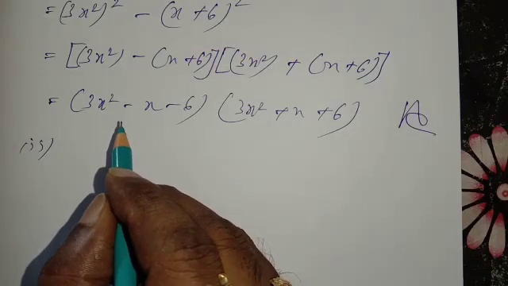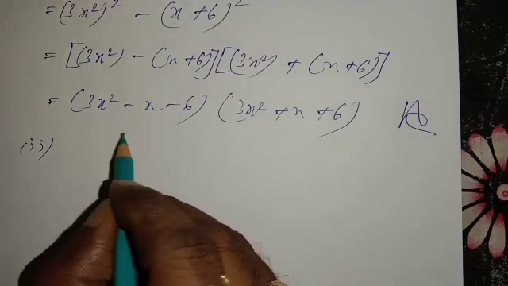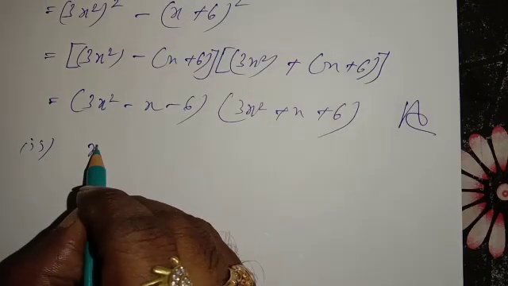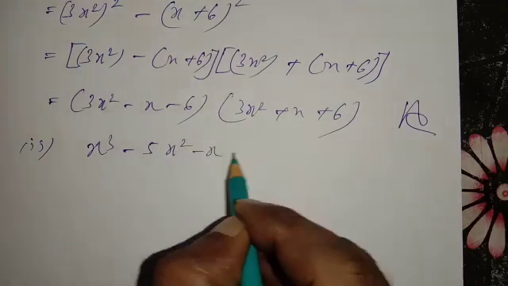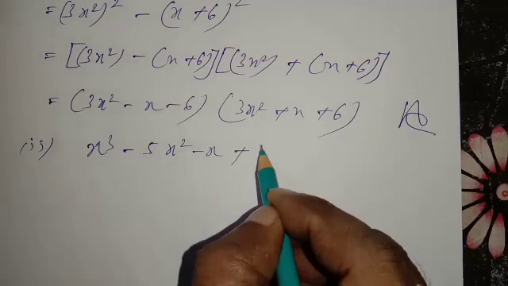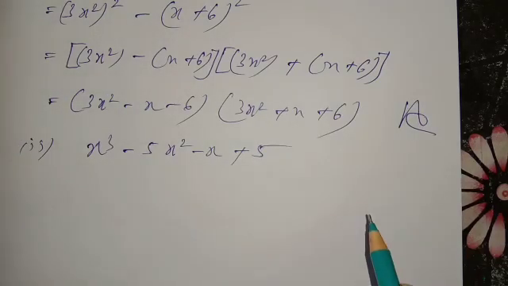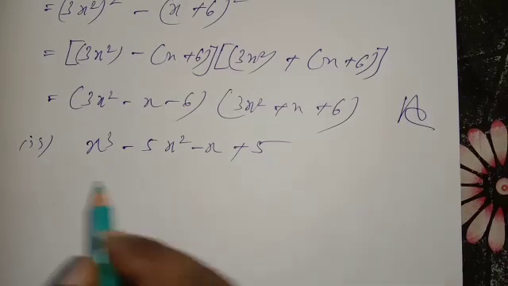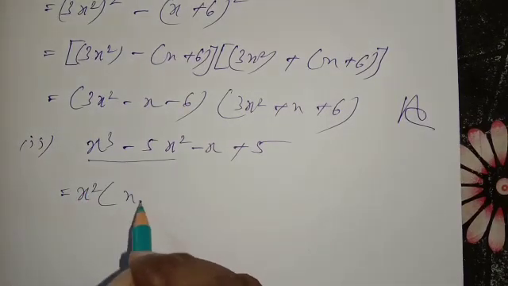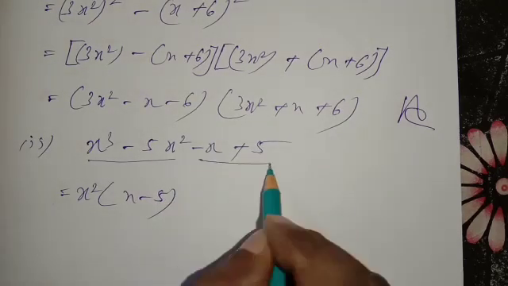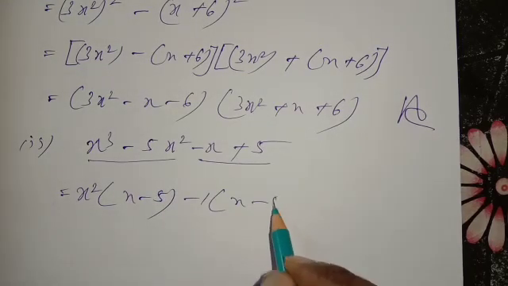The 11 second part question given is x cube minus 5x square minus x plus 5. Very carefully you have to study what is given here. From the first two terms you have to take x square common. What is left here? x minus 5. From the last two terms you have to take minus 1 common. What is left? x minus 5.